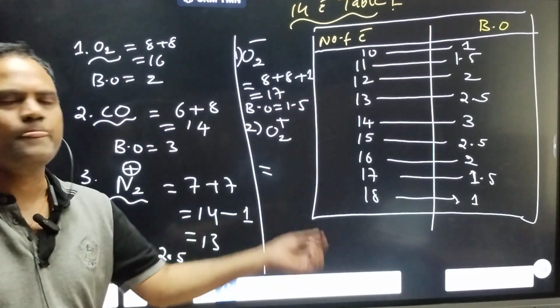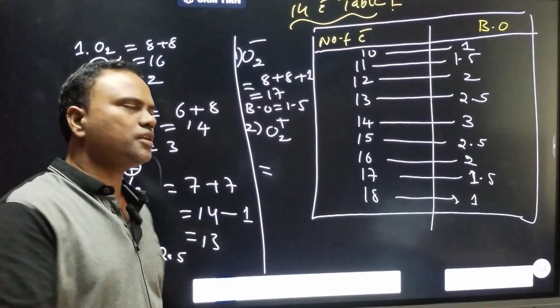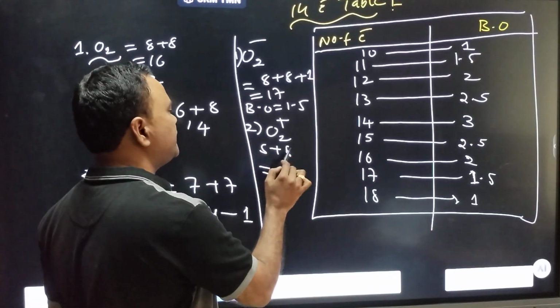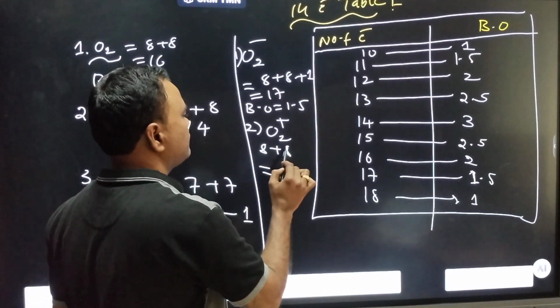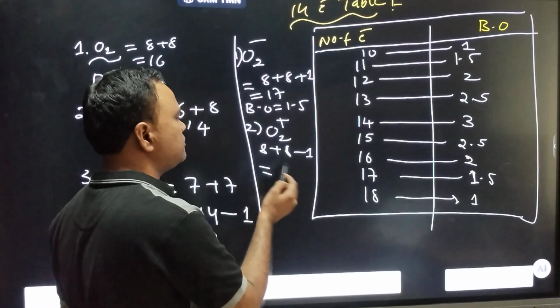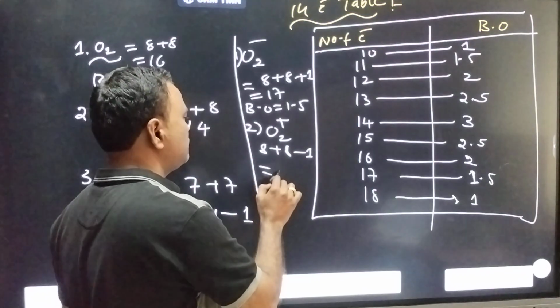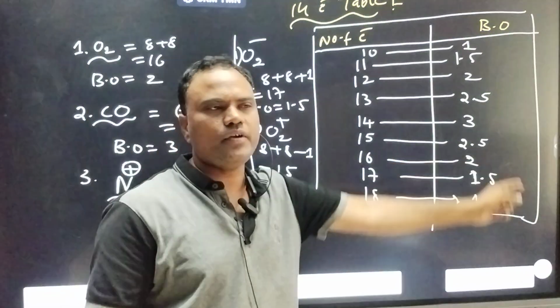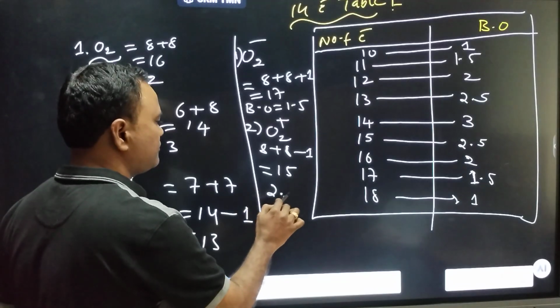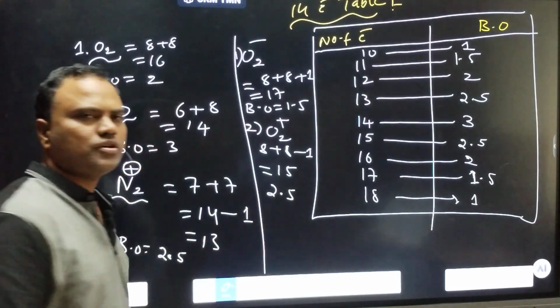O2 positive. Positive sign is there. Now subtract. 8 plus 8 minus 1. 16 minus 1, 15. 2.5 is the bond order. Got it, all of you?